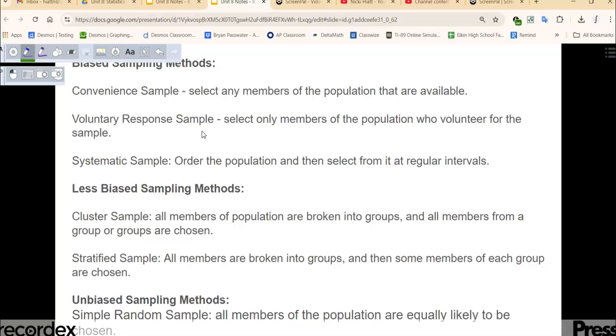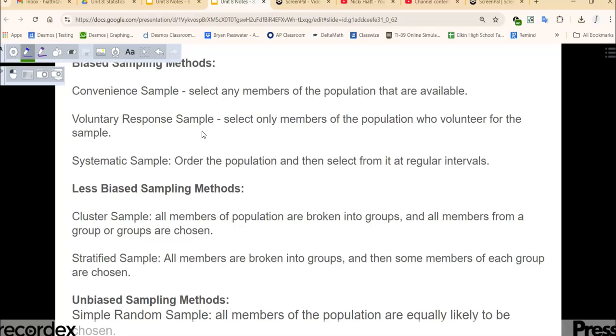For example, if you maybe put people in order based on their weight and then ask every third person about their eating habits, you might not get the best results in that case.